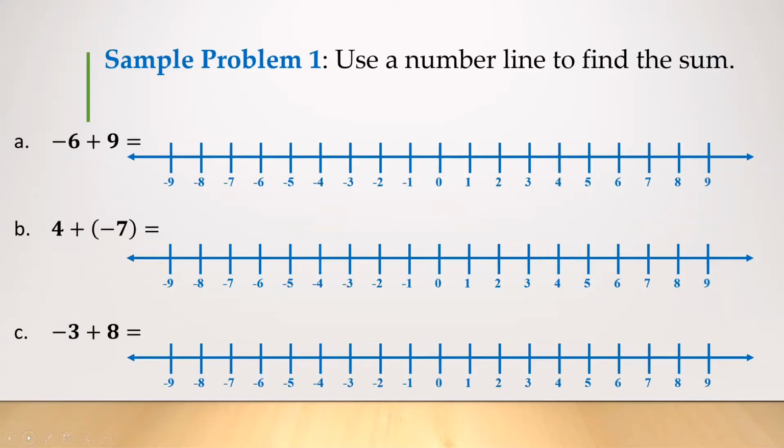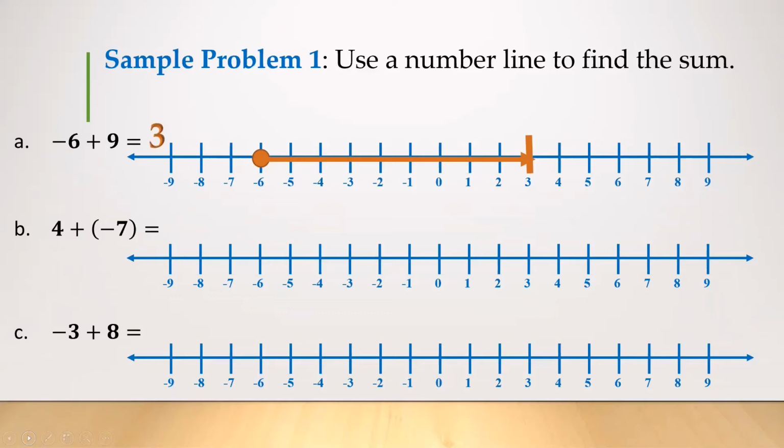So here's how this works. If you look at problem A, you have -6. What that means is we're going to start at -6. I'm adding a +9. Remember, positives, we move to the right 9 spaces. That puts me at 3. So -6 plus 9 is 3.